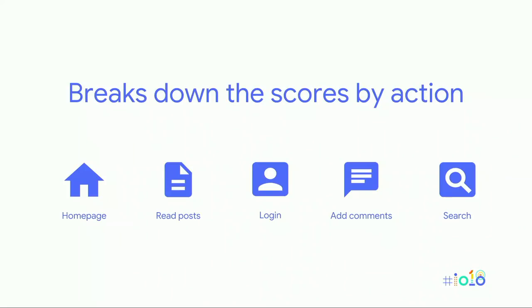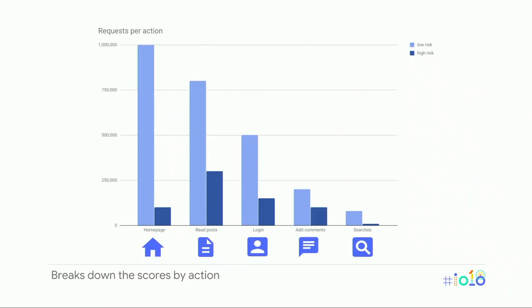To do so, you can define a tag for each action. Actions will also become a signal into the adaptive risk analysis engine. As a result, you can treat scores differently depending on the actions. Also, you can see the traffic breakdown and score distribution per action in the reCAPTCHA admin console.